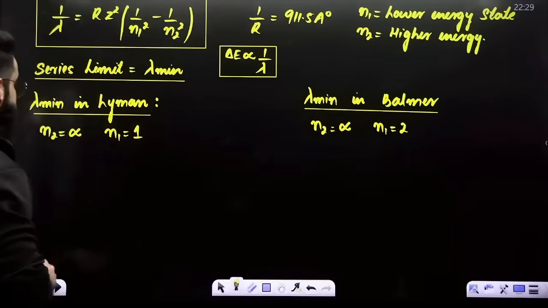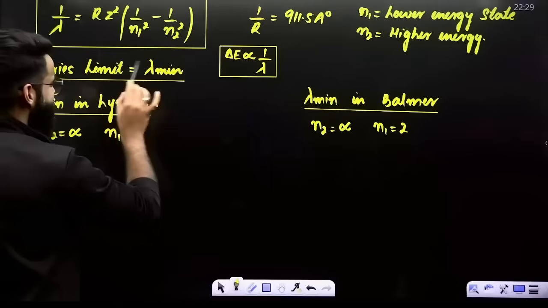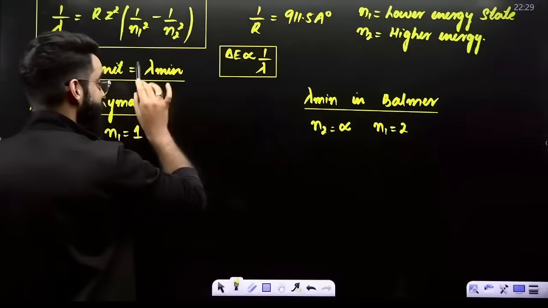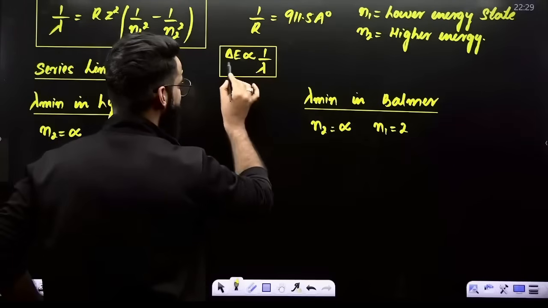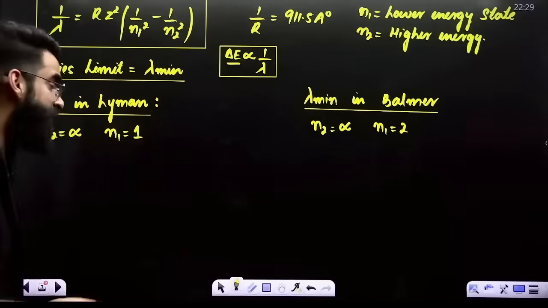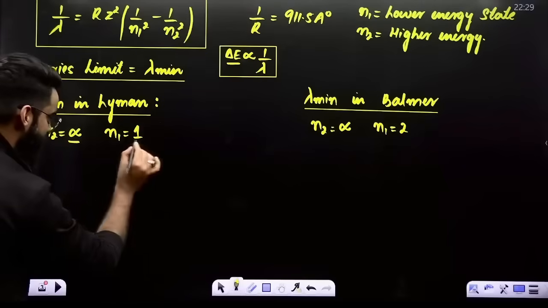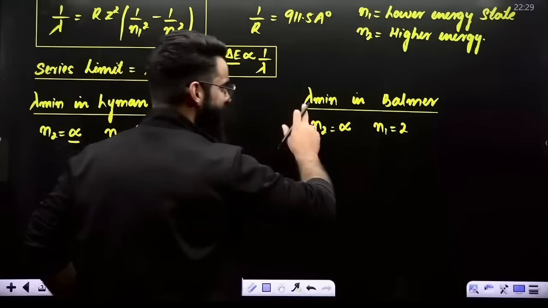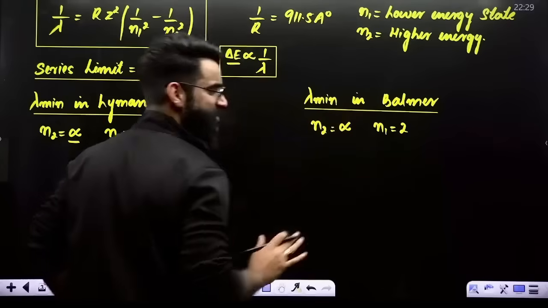Now here comes a point. If they ask you, calculate the series limit in case of Lyman series. Series limit means minimum wavelength. When can wavelength be minimum? When energy gap is maximum. In Lyman series, when is the energy gap maximum? When the electron makes a transition from infinity to 1. Perfect? Right?